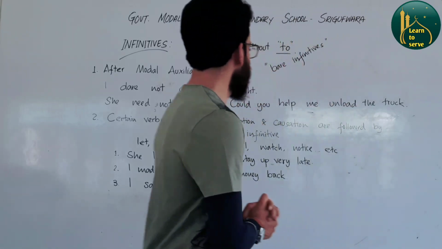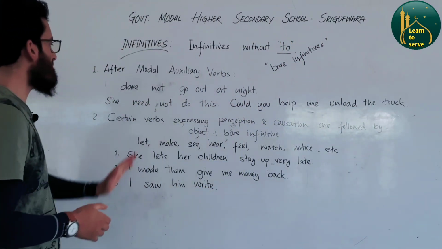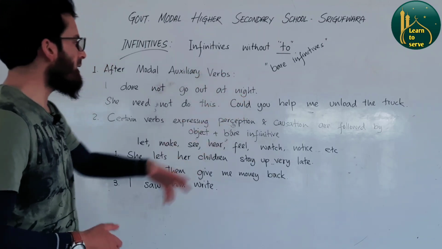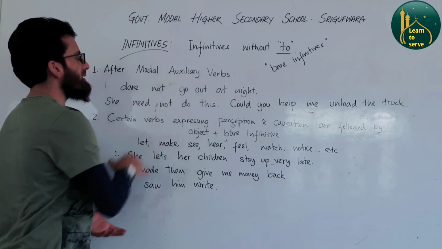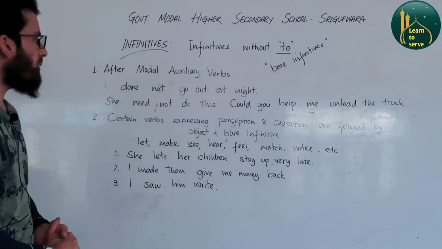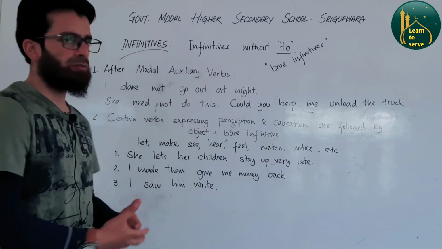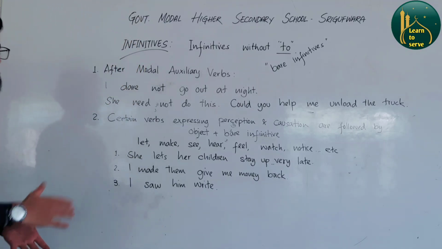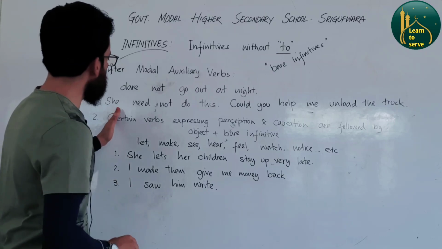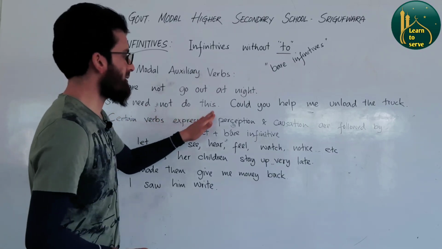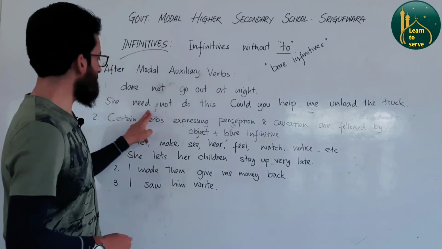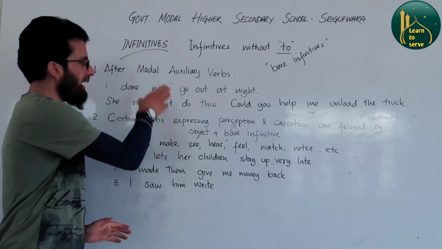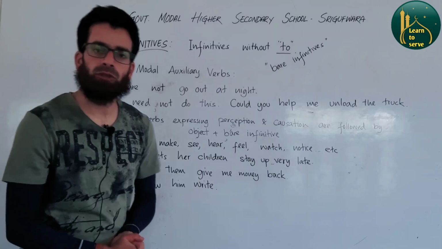For example, I have written certain examples. I dare not go out at night. Here go is an infinitive. So I dare not go out, and dare not is a modal auxiliary. Similarly, she need not do this. Need not is a modal auxiliary, and with do, you have to drop to.